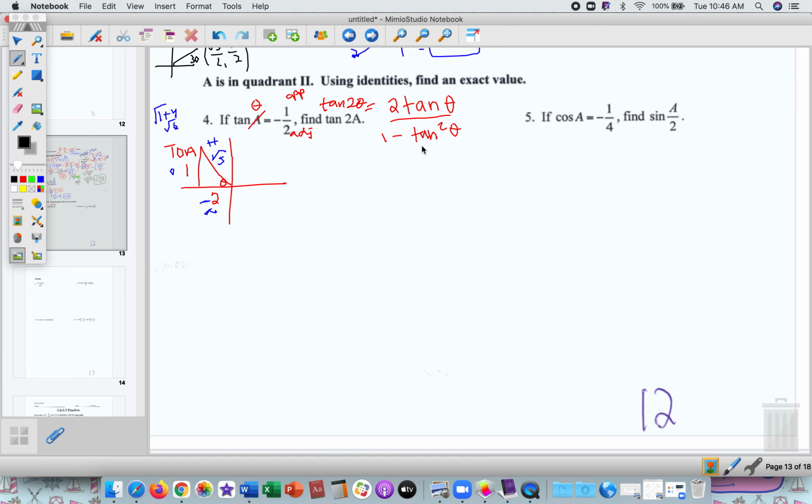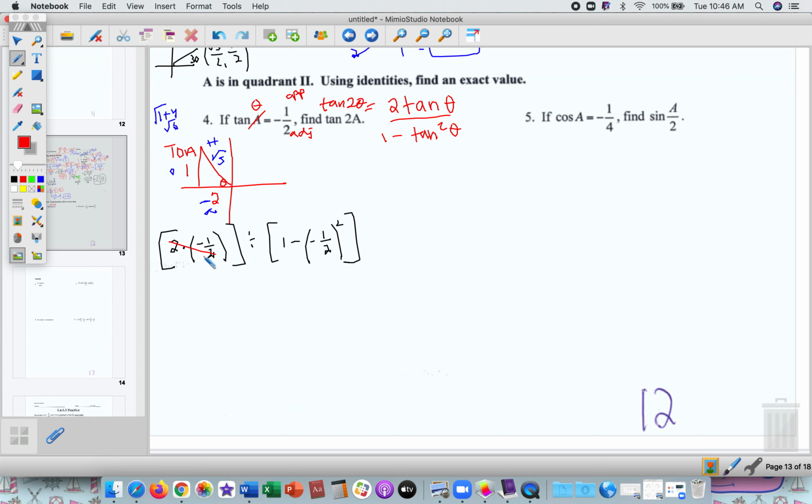Let's fill stuff in. If it says 2 tan theta, we have in our numerator 2 tan theta. They actually already give us that, so that's negative a half. And I'm going to put this in brackets because it needs to be our numerator divided by our quantity in the denominator. So in our denominator we have 1 minus tan squared, so I'll do negative half squared. We'll simplify inside the brackets, then we'll change division to multiplication.